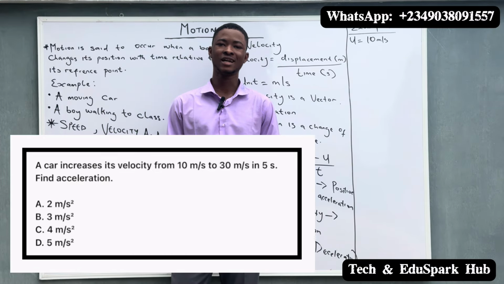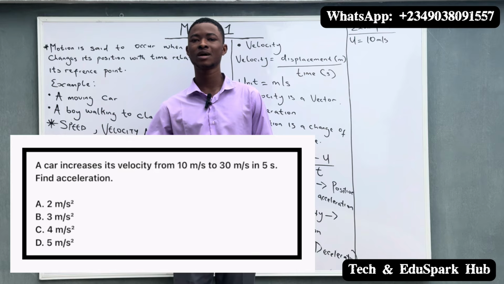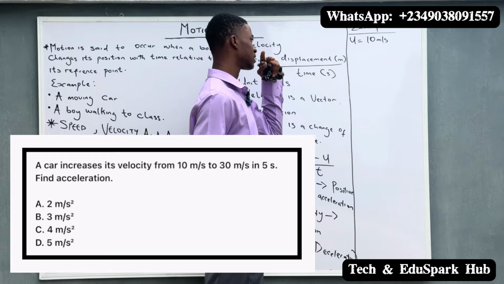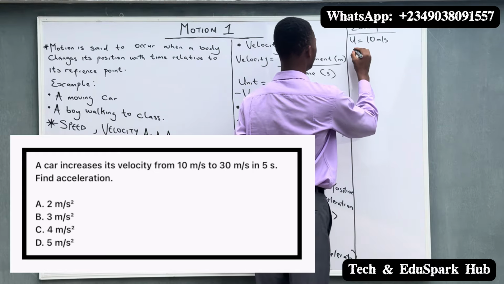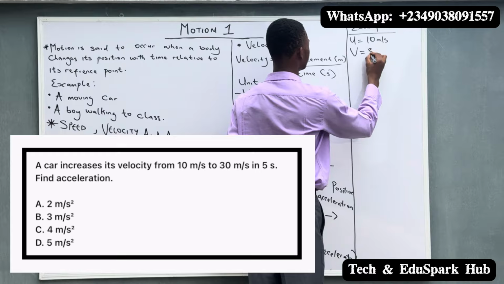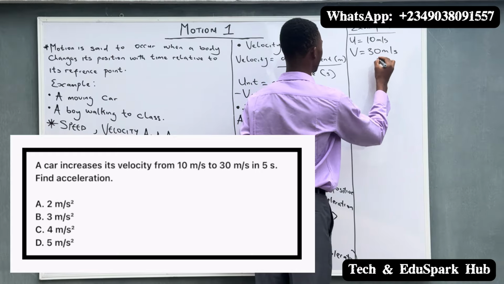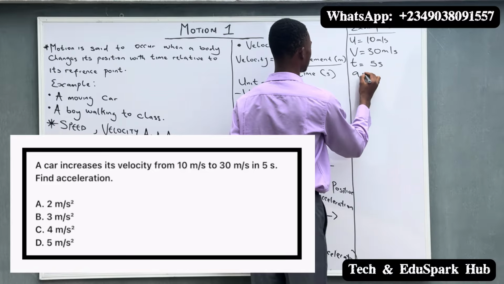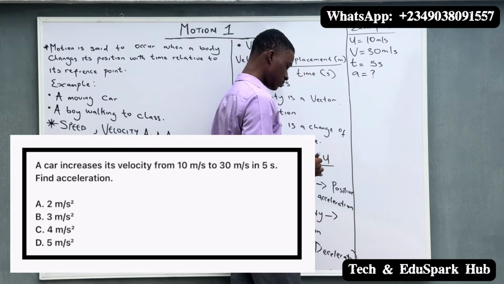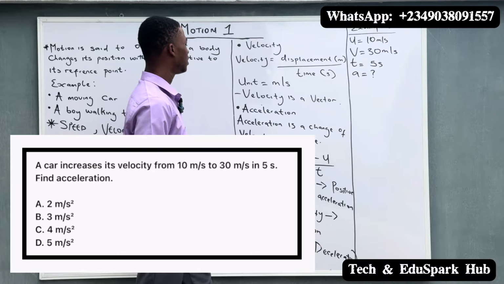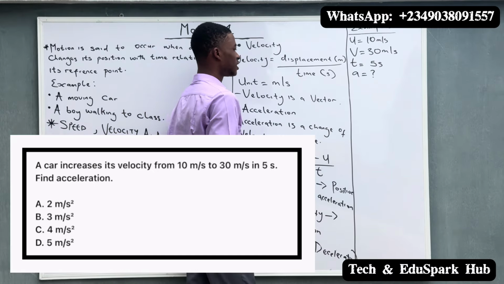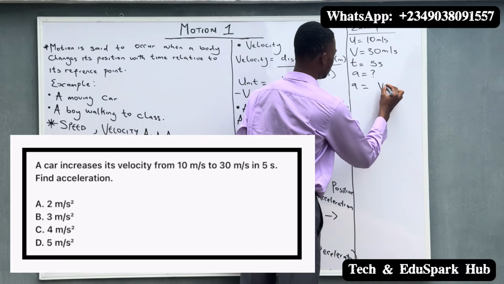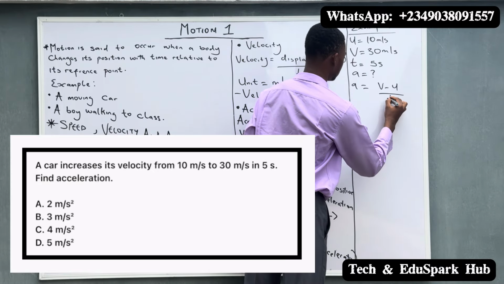That means it is still moving at that 10 meter per second to 30 meter per second, and that is the final velocity. So our initial velocity will be 10 meter per second, while our final velocity, which is our v, will be equal to 30 meter per second, and the time given is 5 seconds. The question is asking us to find our acceleration, which is unknown. In this case, we know that our acceleration, a, is given as v minus u over t.